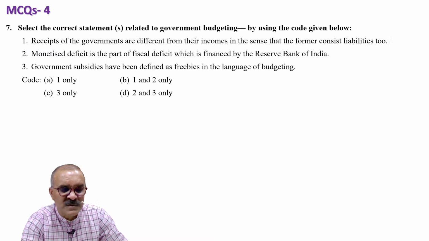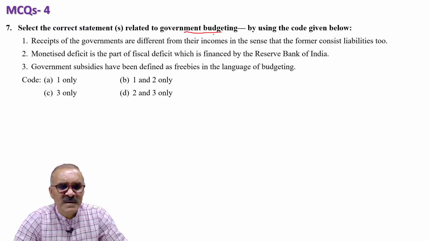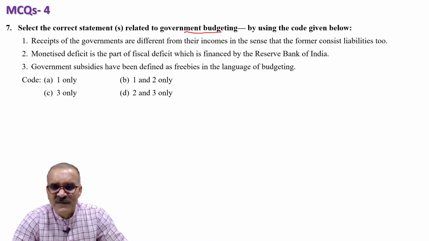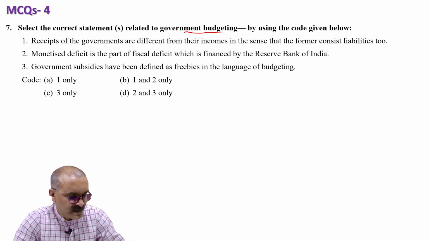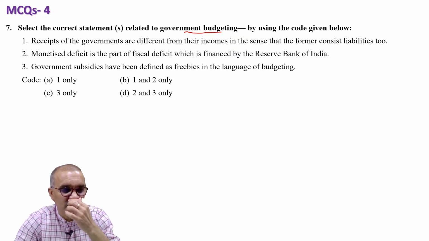Going for the next question, question number 7. This question is related to government budgeting. Receipts of governments are different from their incomes in the sense that the former consists of liabilities too. Monetized deficit is the part of fiscal deficit which is financed by Reserve Bank of India. Government subsidies have been defined as freebies in the language of budgeting. What should be its correct answer?